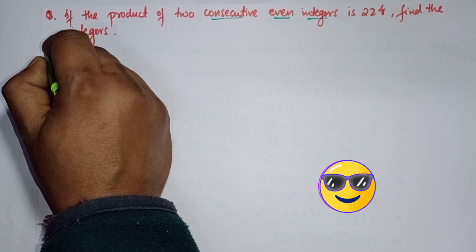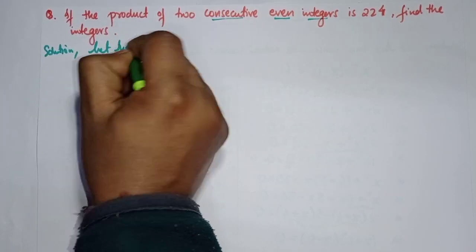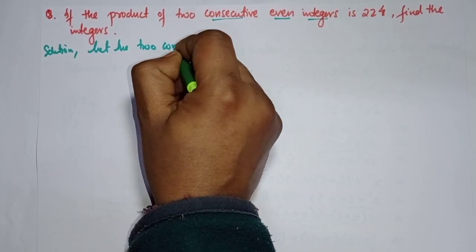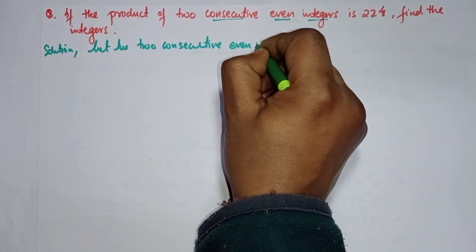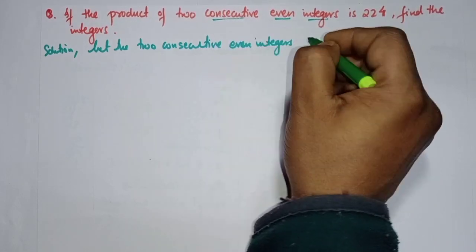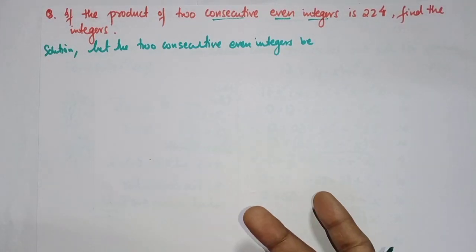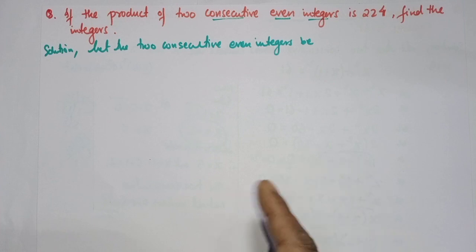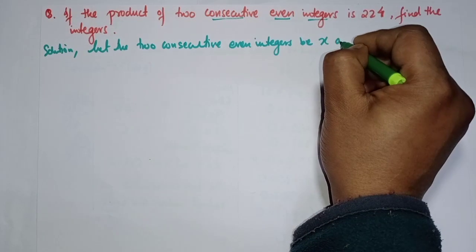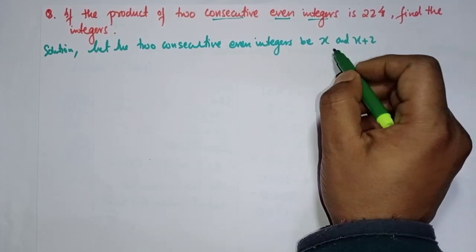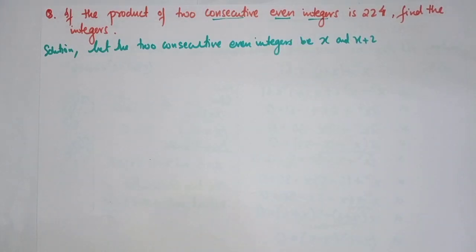Now we have the integers. So now solution: let the two consecutive even integers be x and x plus 2. So even integers, suppose 2 is there, so 2, after 2 what even integer will I get? 4. That means you are adding 2. So after 4 what you will get? 6. That means similarly x and x plus 2. Suppose this is 2, this means 4. That means by 2 it increases and I'll get the even number.